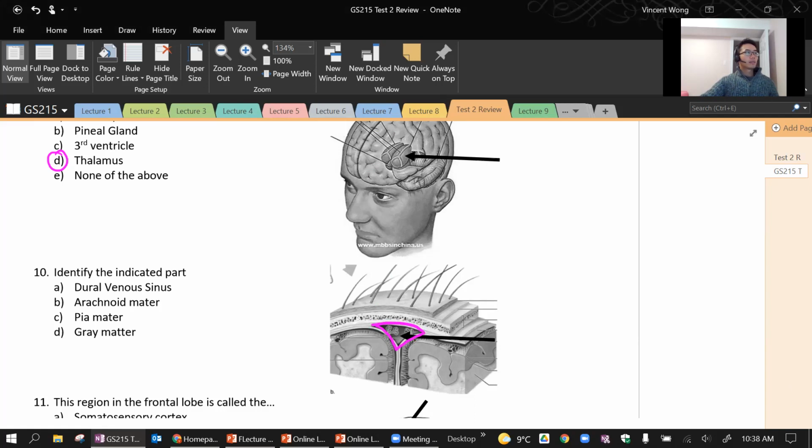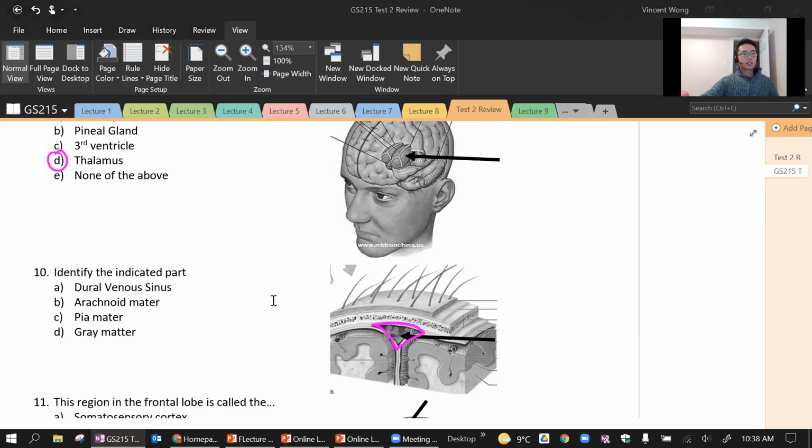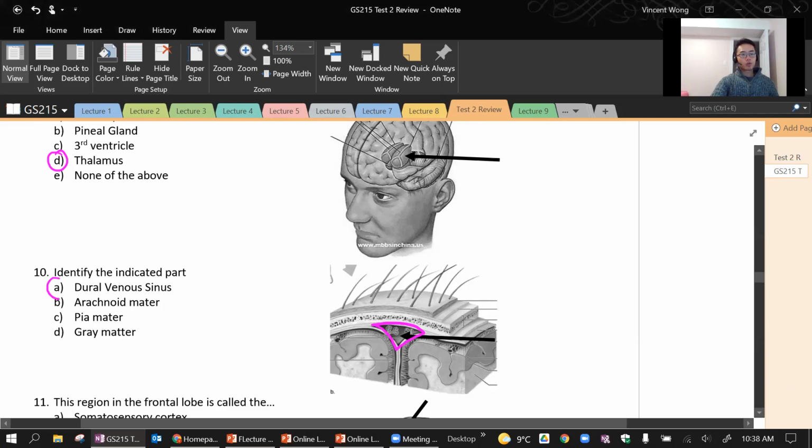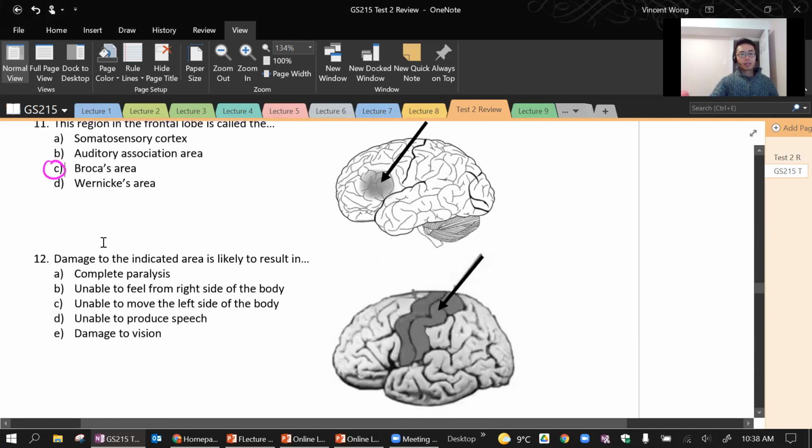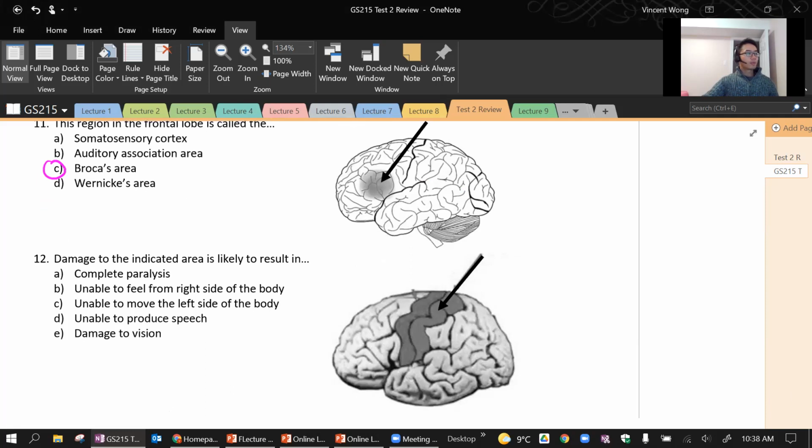Good. Okay, very good. Almost all of you got it. It is a dural venous sinus where you drain excess CSF. Broca's area, we did that earlier. Okay, how about this one? Let's do this one as well.